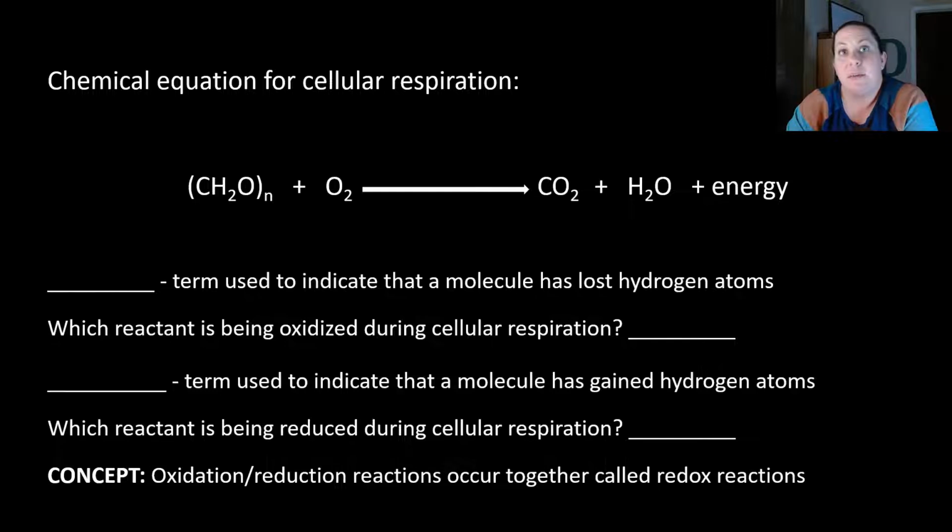So guys, here's the chemical equation of cellular respiration. We start first with the sugar, so (CH2O)n. This is different types of sugars. And we also are going to need oxygen to be present. When we have oxygen present, we are able to convert this sugar into carbon dioxide and water, with ATP coming out as the energy source.